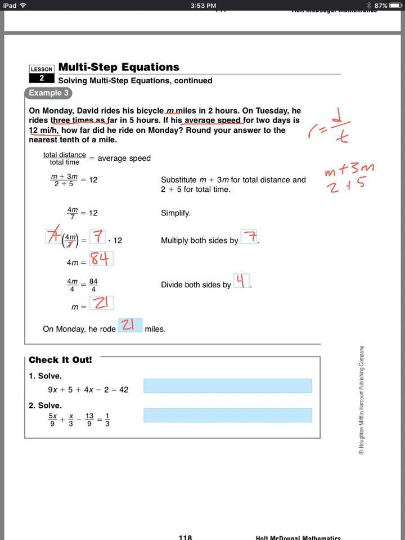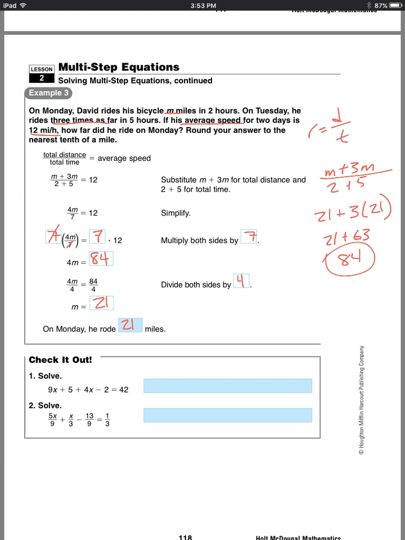If we needed to know how far he traveled altogether, we would have to take 21 plus 3 times 21, because on Tuesday he rode 3 times as much, and we would get 21 plus 63, which would equal 84 miles total on Monday and Tuesday. For this problem, you don't need to do that, but it might ask you to do that sometime.